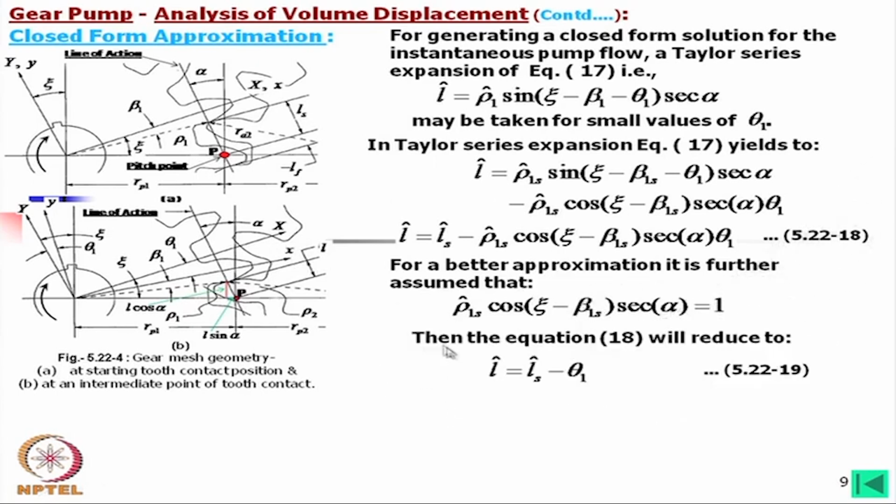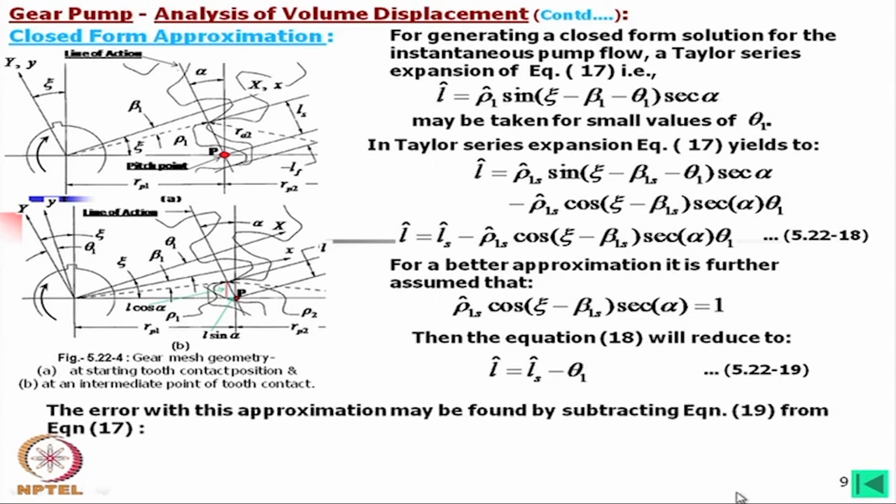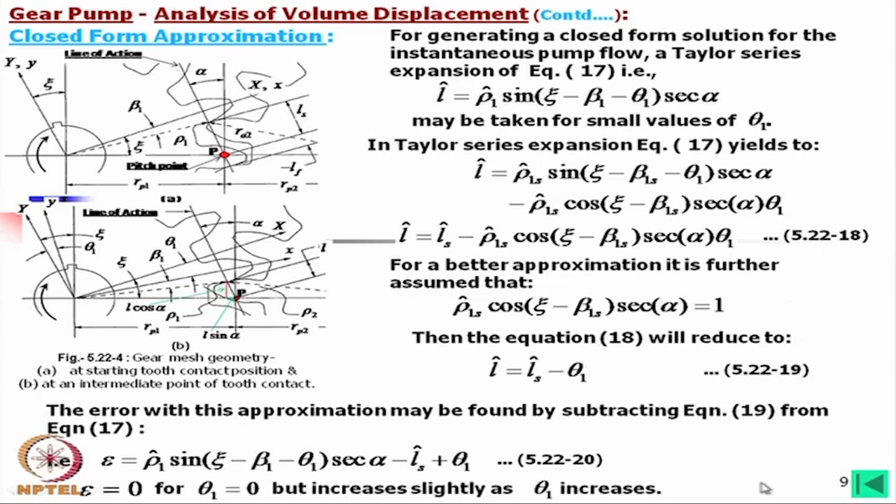We can say that this equation 18 is now reduced to this one, and we may consider that there is some error, which can be found out by subtracting 19 from 18. It is found that at theta 1 equal to 0, the error is 0, but it will increase slightly with the increase in theta 1.